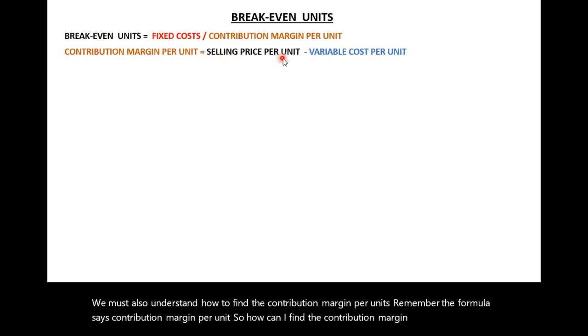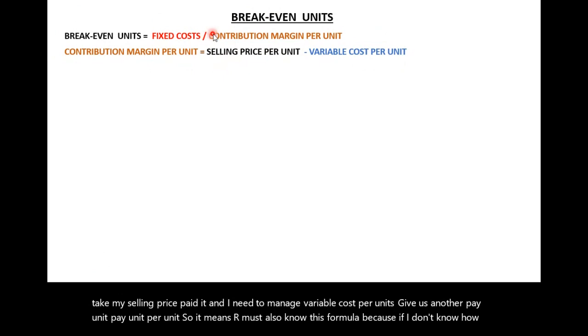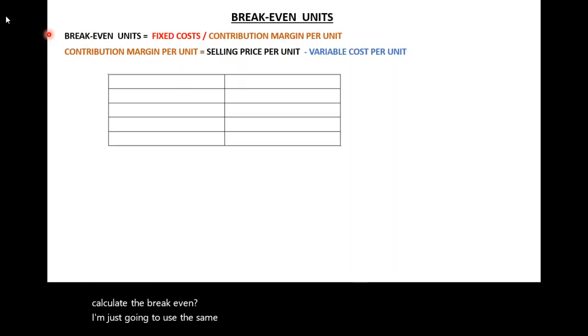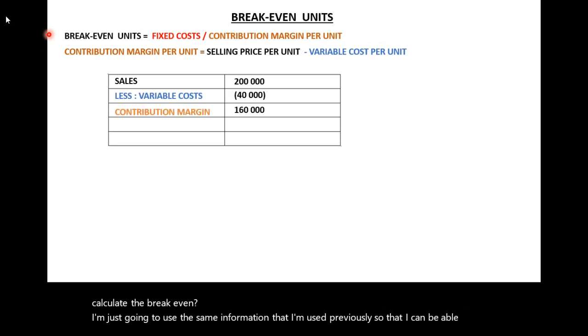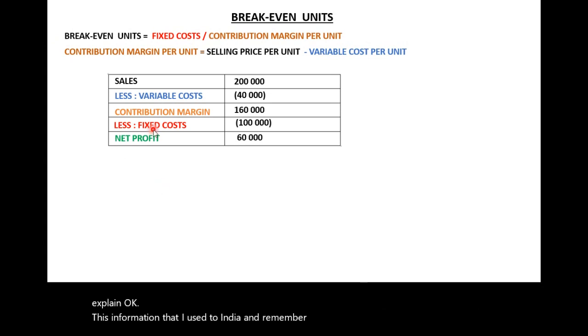I need to take my selling price per unit and minus variable cost per unit. Can you see now? Per unit, per unit, per unit. So I must also know this formula, because if I don't know how to calculate this, how will I know the amount that I'm going to use here to calculate the break-even units? I'm just going to use the same information that I used previously so that I can explain. This is the information that I used earlier on.